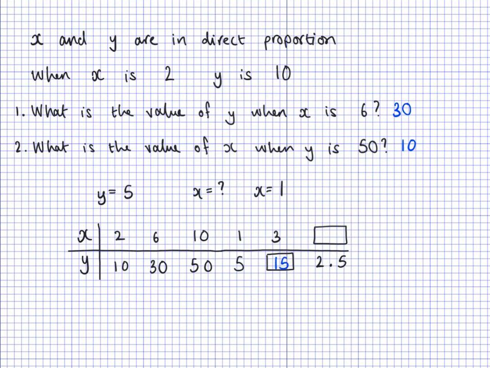Okay? And again, I could have also used this one or this one. This one might be the easiest one to use because I have 1 here and 5 there. 1 times 3 is 3. 5 times 3 is 15.